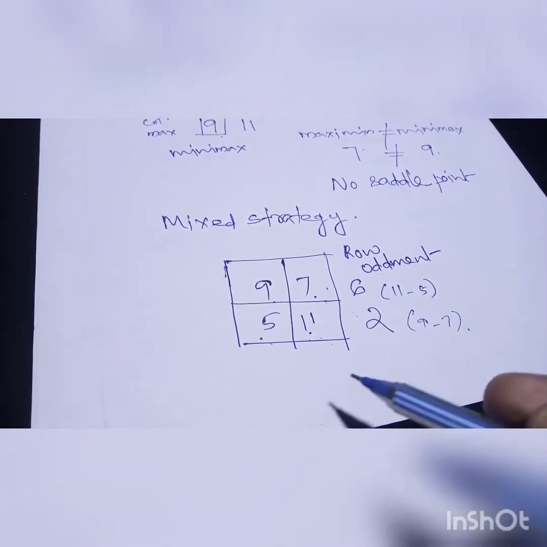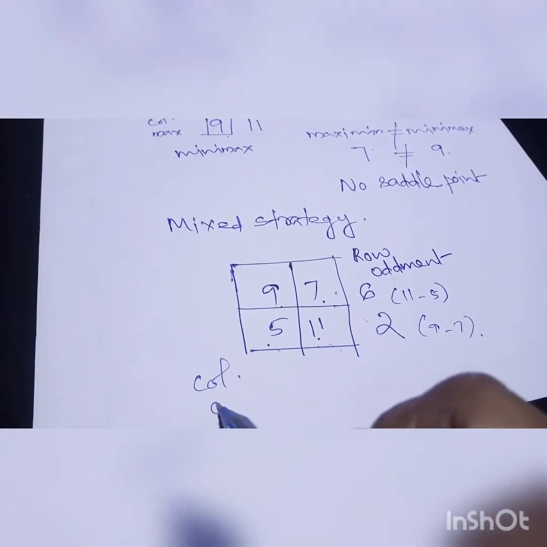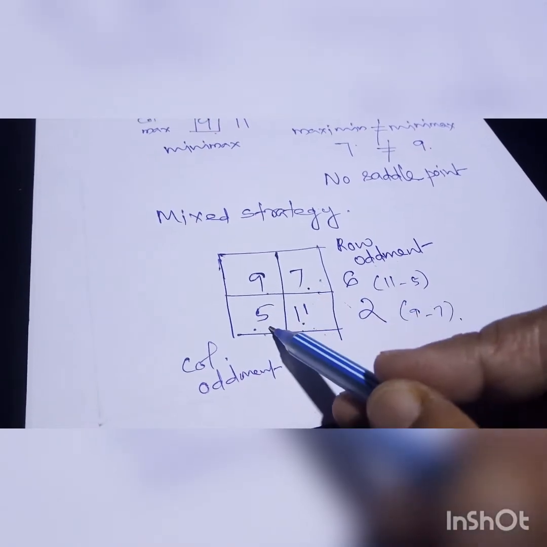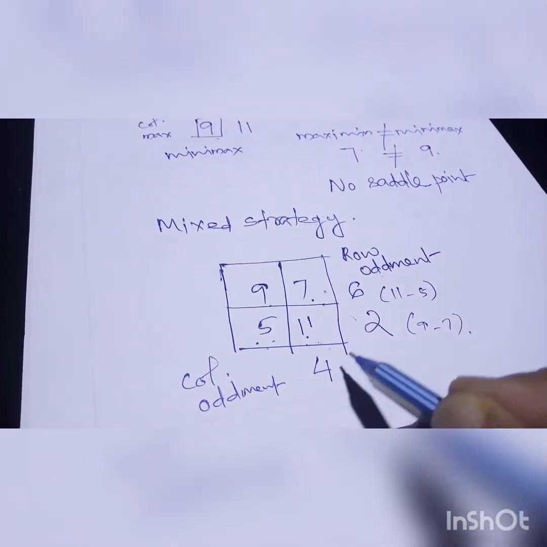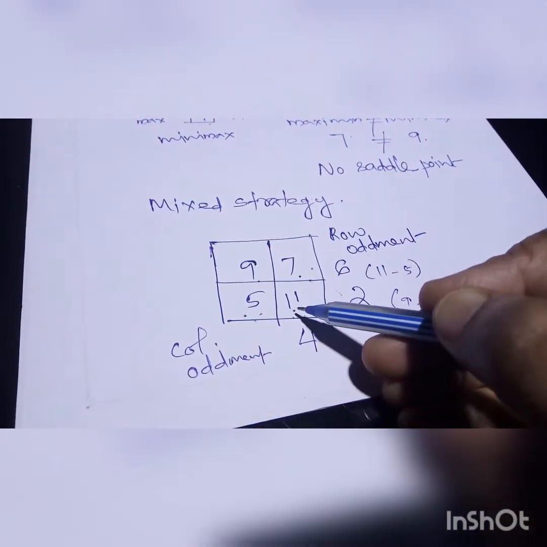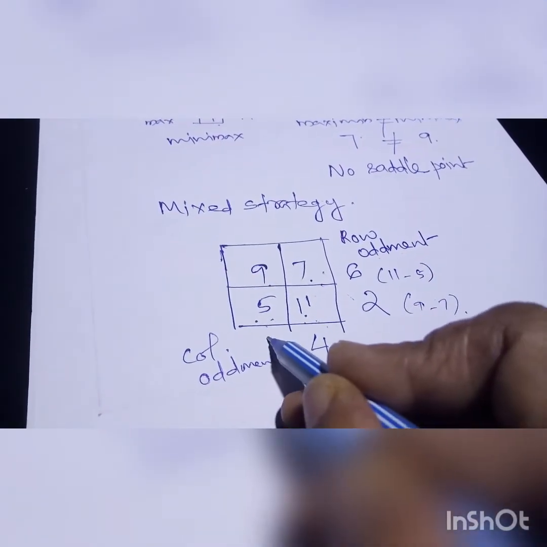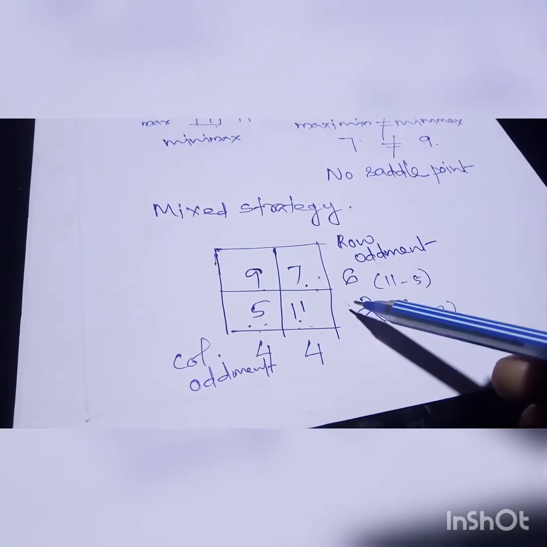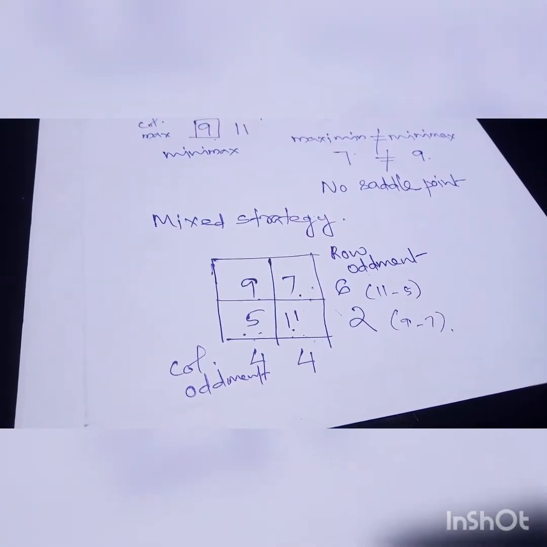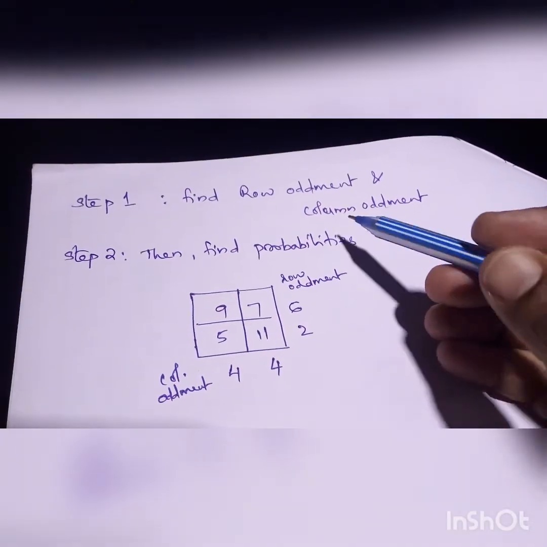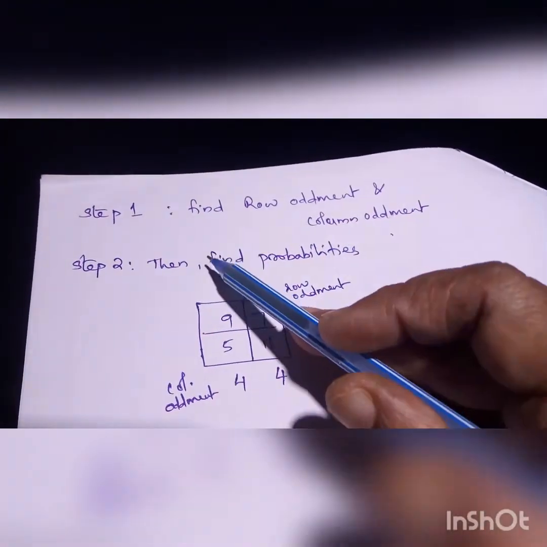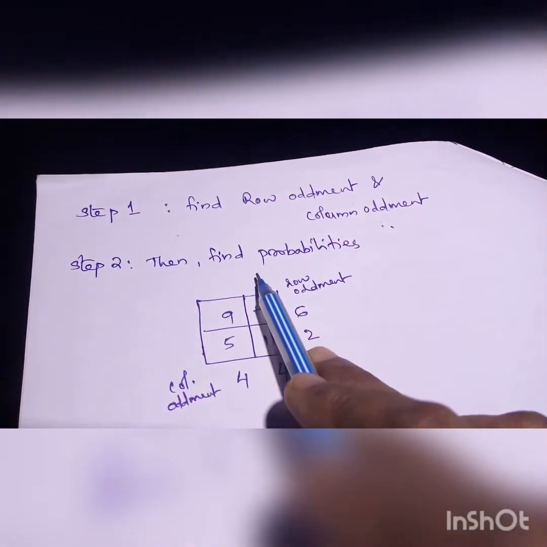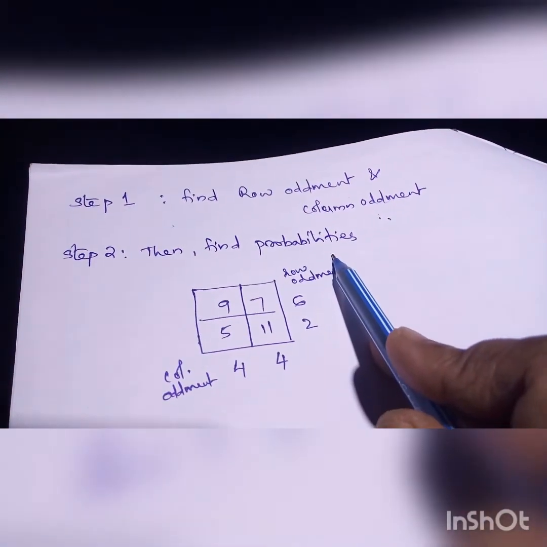Now this is clear. Now find the column augment. In the same way, column augment: 9 minus 5 is 4, write it below the second column. 11 minus 7 is also 4. Now we have found the row augment and the column augment. That is step 1, find the row augment and the column augment. Then find the probabilities.